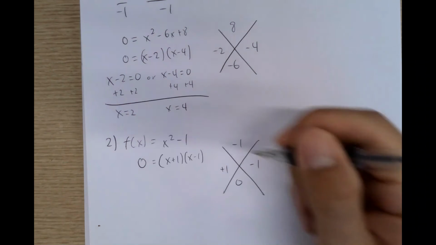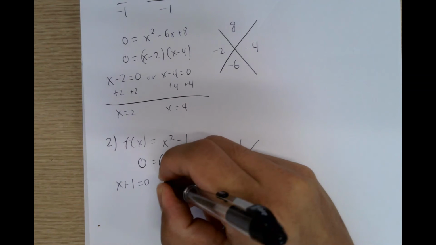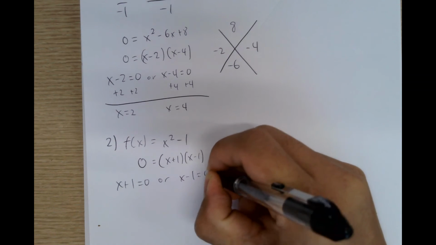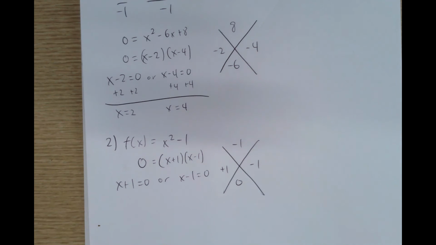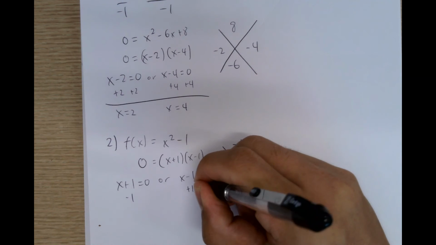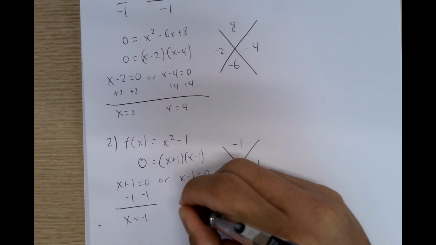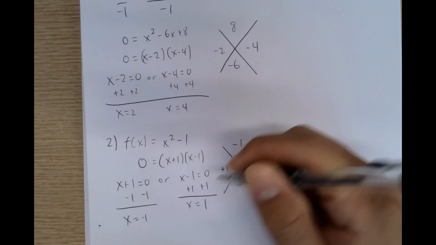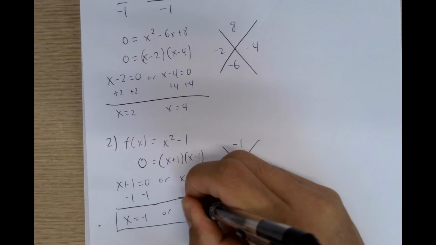Okay. So x plus 1 equals 0, or x minus 1 equals 0. The reason it's "or" is because we're asking which one would fulfill the mathematical statement, which one would make it true. Again, either would make it true, but neither has to happen at the same time. Okay, so our answer would be x equals -1 or x equals +1.